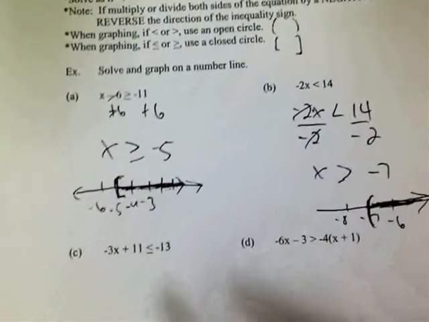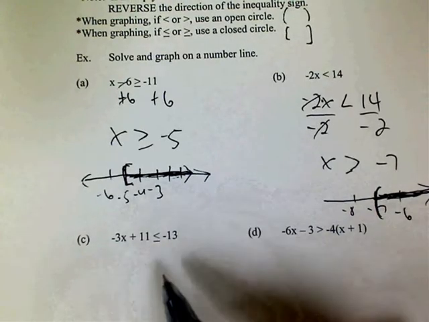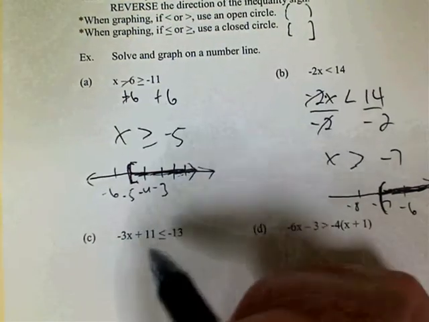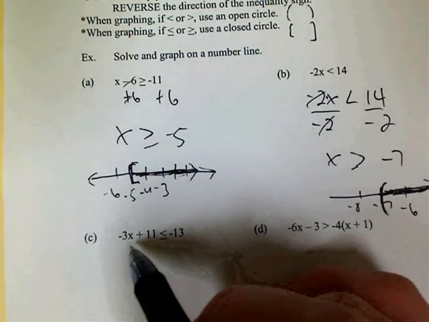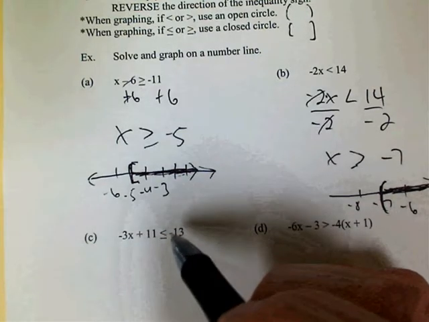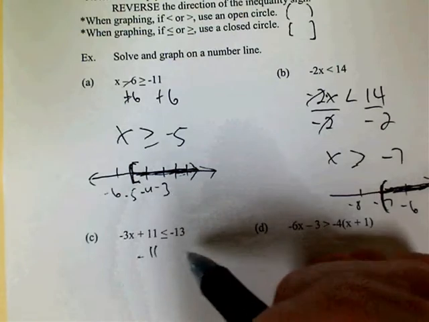Now I'm going to draw these. I'm going to solve these like I normally would, and I'm going to graph them. So in this problem, I need to isolate the x by eliminating the negative 3 and the 11. I'm going to eliminate the 11, because it's all by itself. It doesn't have a variable. I'm going to do the opposite, which is subtract.